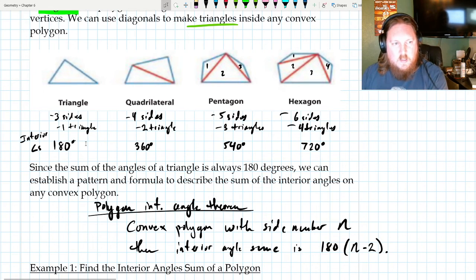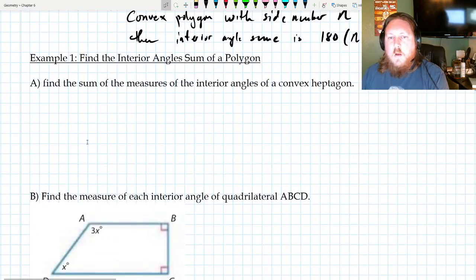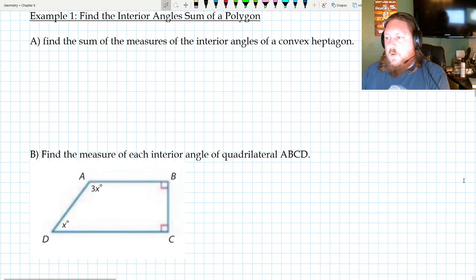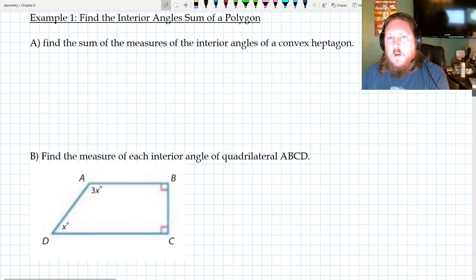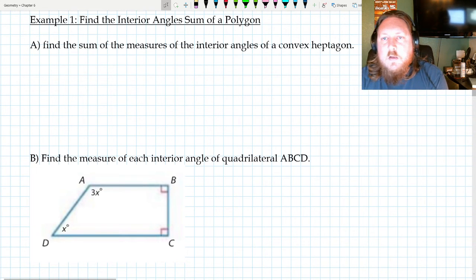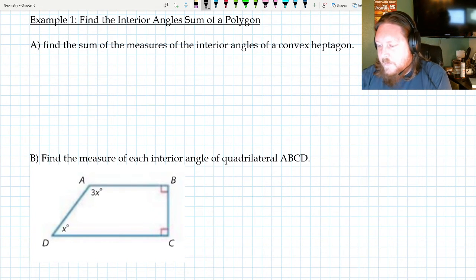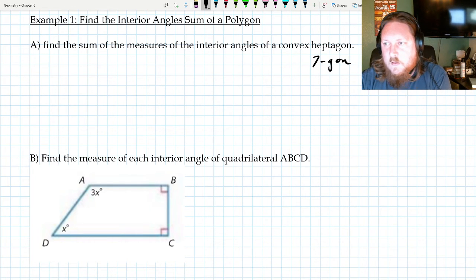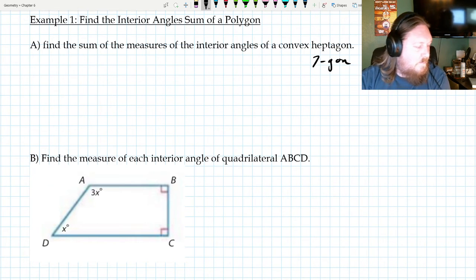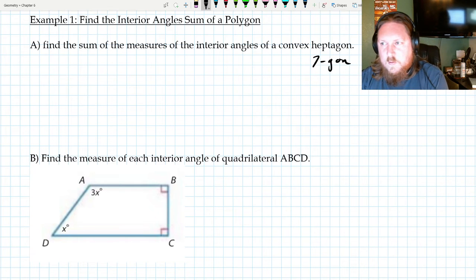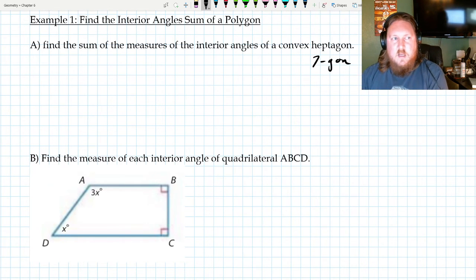Let's go ahead and try that in an example. So part A, we're going to find the sum of the measures of the interior angles of a convex heptagon. Now, you might not remember, but a heptagon has 7 sides. You might have had to look that one up. And every once in a while you come across the name of one that you don't know. Just look it up in the book. It's in there. You could also just do a quick little Google search. How many sides is a heptagon? And it will tell you.